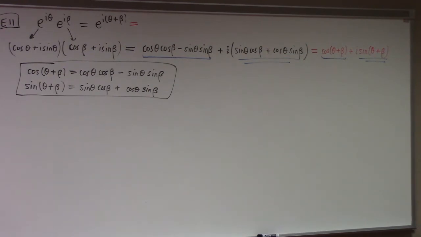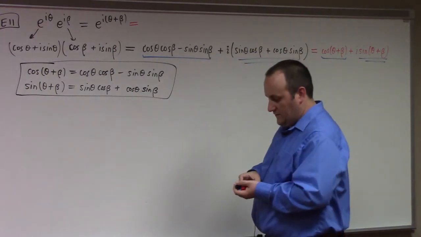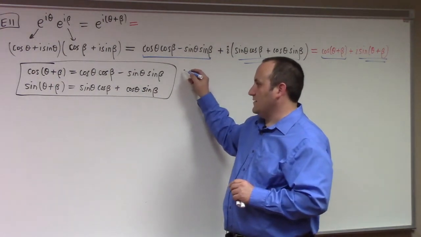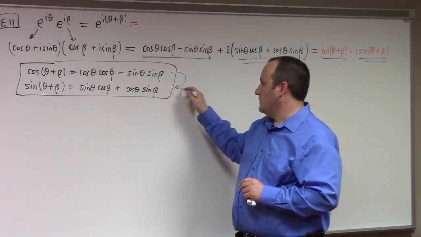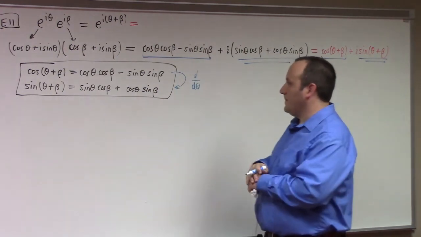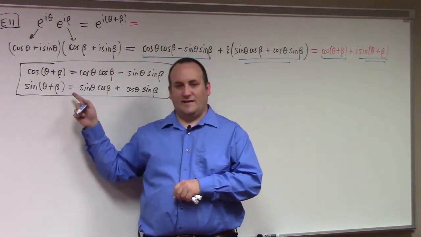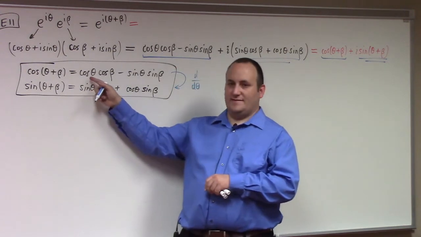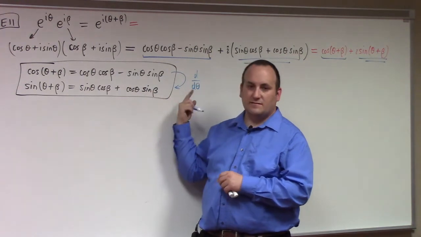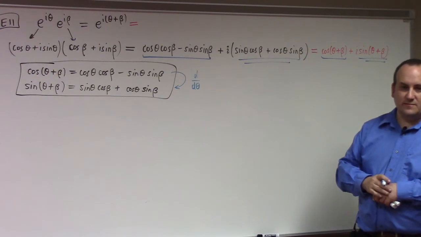Here's a fun thing, maybe you didn't notice before, in terms of memorizing and being fast on your feet about things. Can you get from here to here in any way? How about this? What happens if you differentiate with respect to theta? Differentiating with respect to theta gives me minus sine of theta plus beta, equals minus sine theta cosine beta minus cosine theta sine beta, multiplied by minus 1. There it is. If you know one, you know the other.